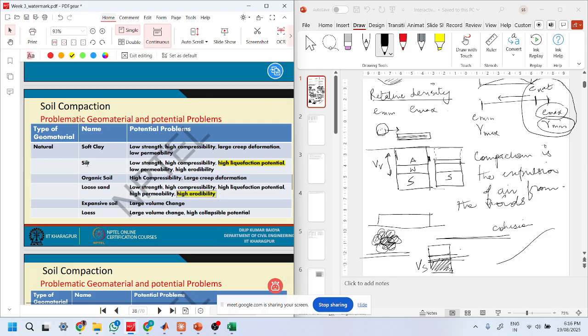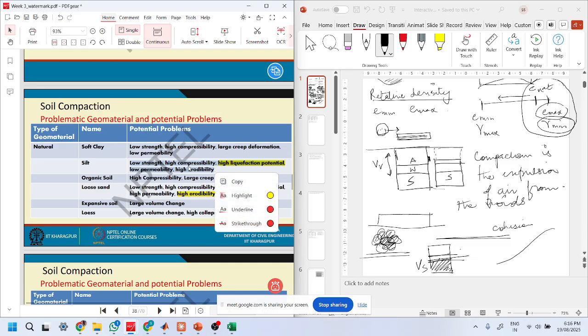Silt is also a fine grained soil, but its nature is more similar to sand, as in it does not have the cohesion, because the cohesion comes from the clay minerals. The chemical bonding between the minerals makes it like a spongy type material that has water retaining capacity. But silt and sand do not have these clay minerals, so they do not have this cohesion and they have high erodibility.